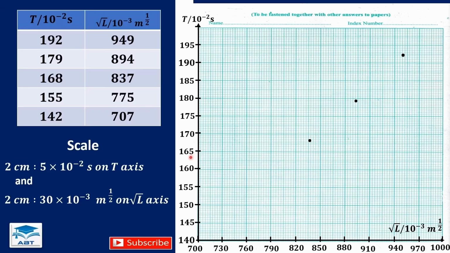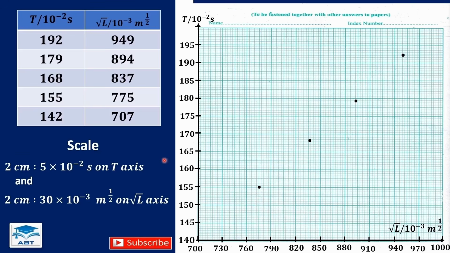The next one, 155 is here. We have 155 here and 775. This is 760. The middle is going to be 775 because we have 30 divided by 2, which is 15, added to 760 will give us 775. So they are going to meet here.